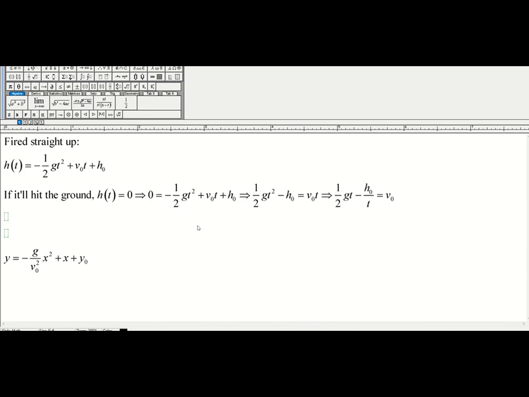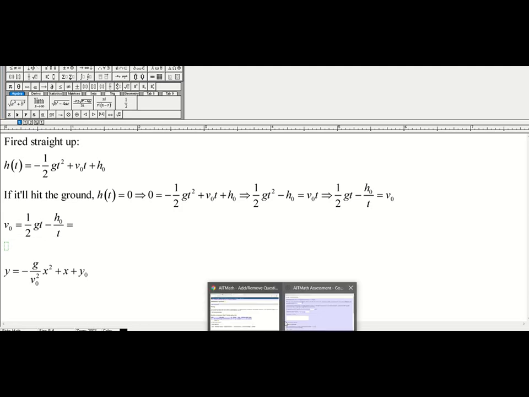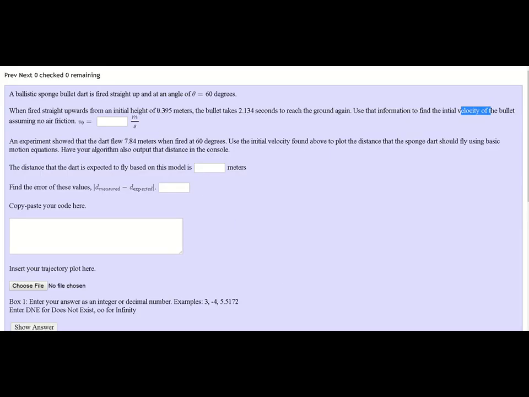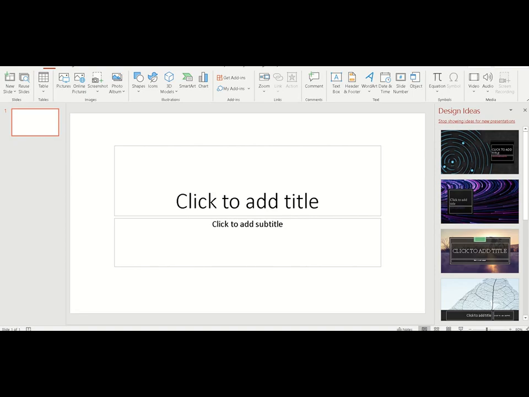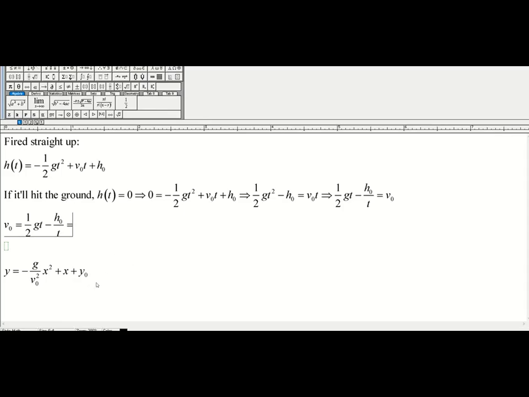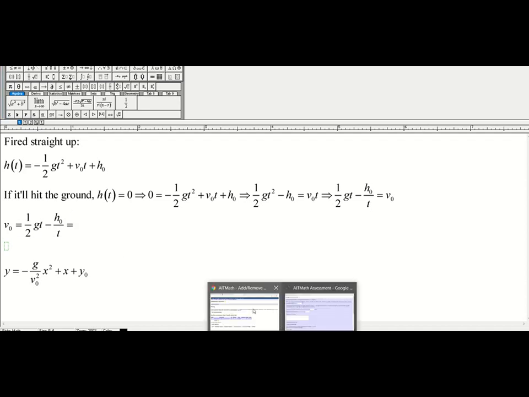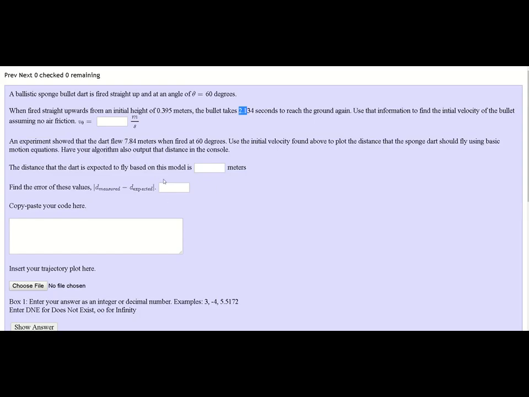So we could probably just plug this in for right now. Let's go ahead and do this manually. So our V naught given is equal to this stuff. And that's all given in your problem, right? You have an initial height and a time, okay? And so using that, you'd be able to solve this. So now you're going to use that initial velocity for the next part, okay?